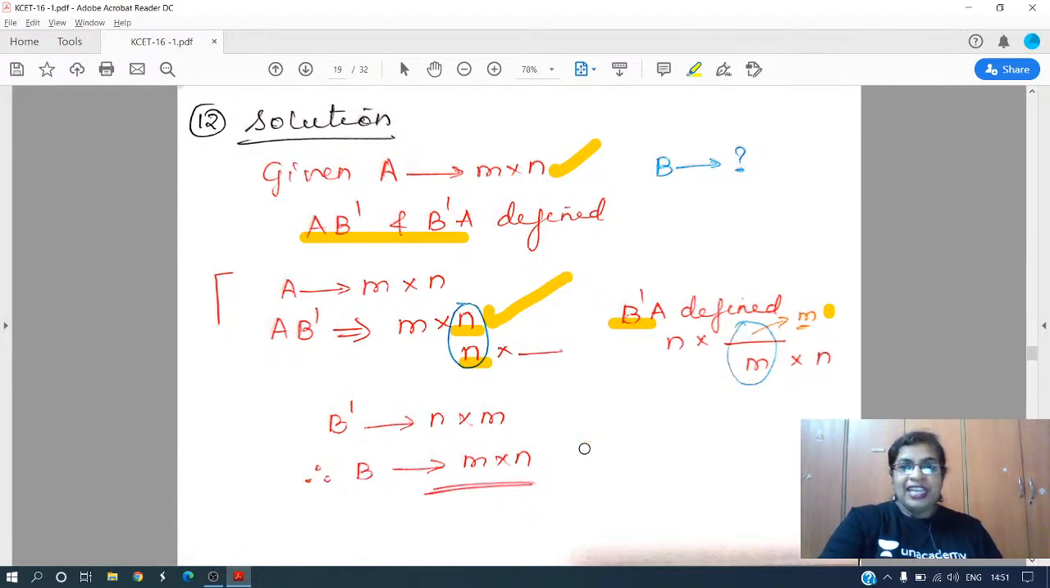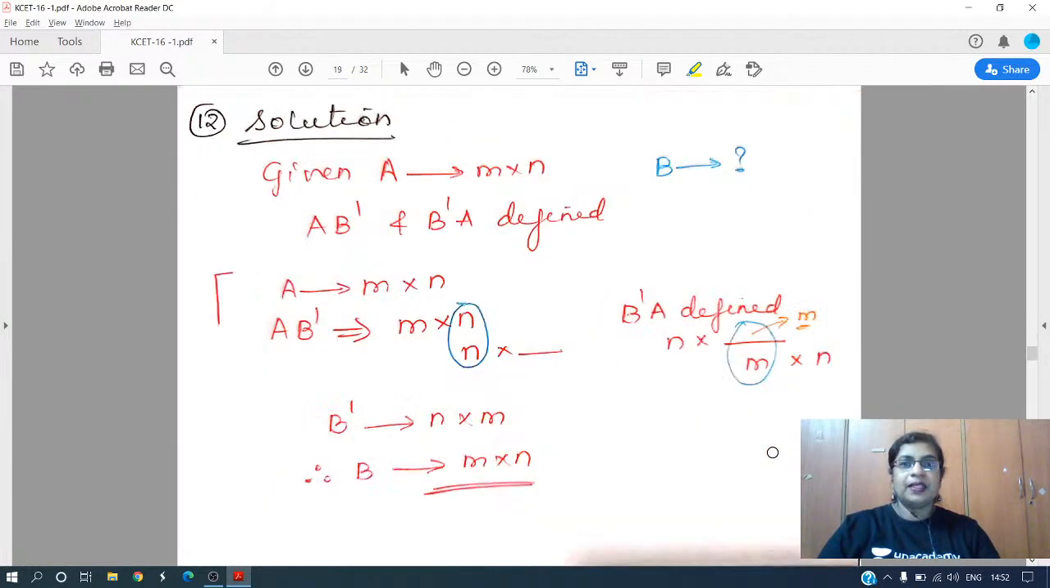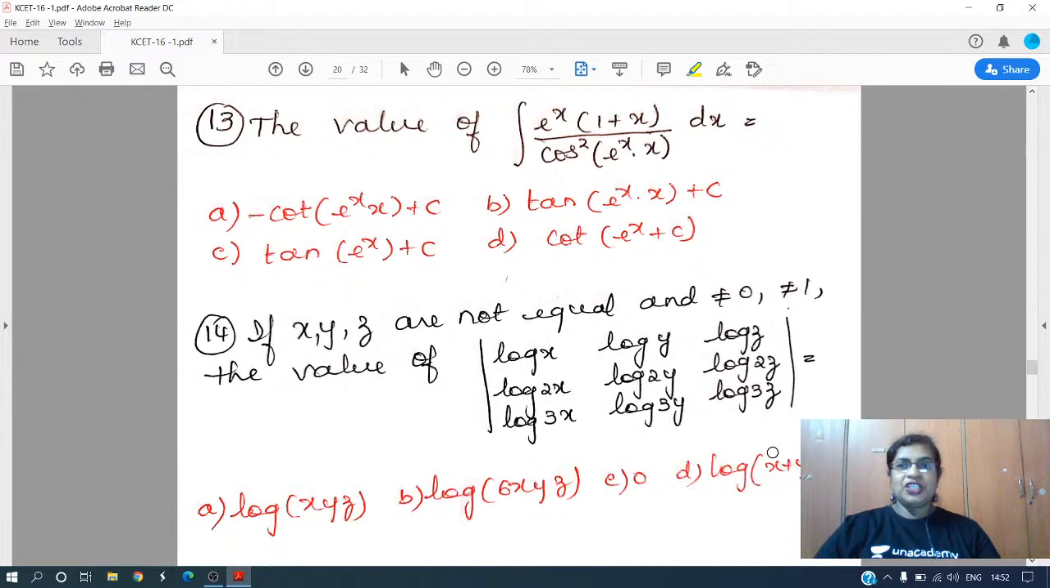So is it easy now how to find the order of the matrix which is not given? Yes. So therefore you have M cross N, the D option. The D option. Is it clear? Yes. Ready for next? Yes. I hope you are with me. Yes, fine. Go to the next question.